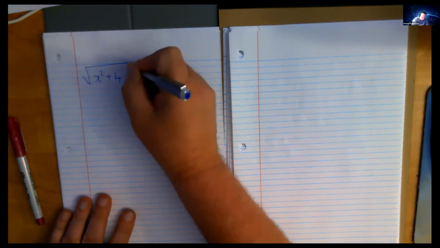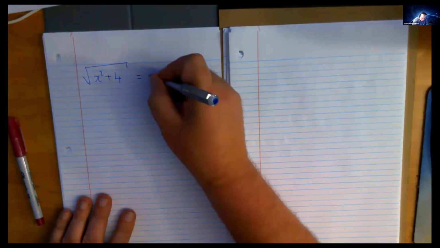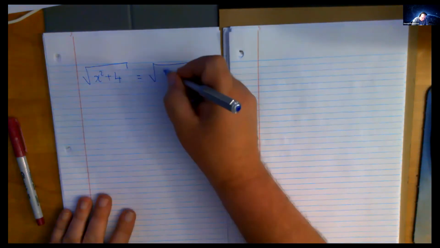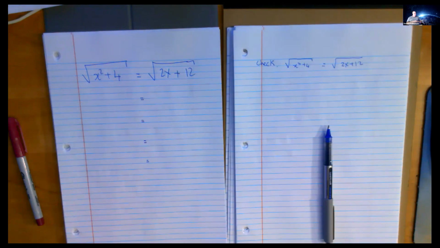Okay, here's your guy. Oh, this is going to be fun. What am I going to do here? The square root of x squared plus 4 is going to equal 2x plus 12. Two of you have finished? Okay. We'll wait. Still a few minutes.